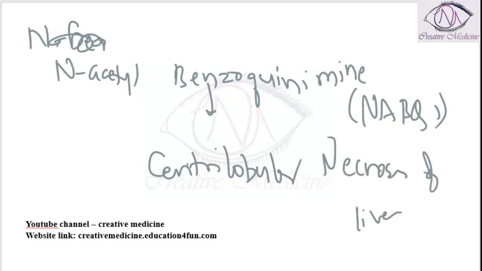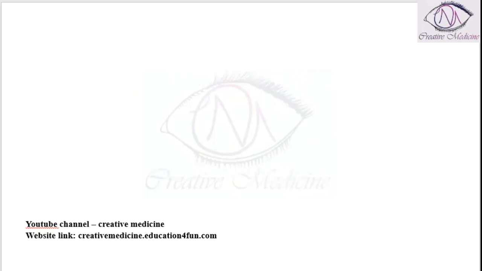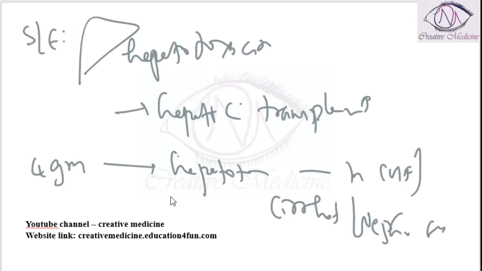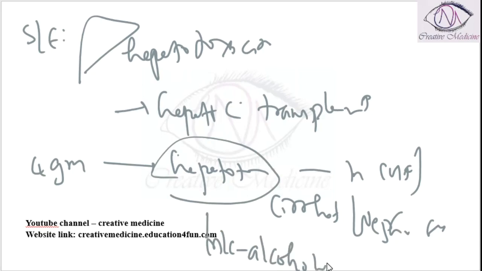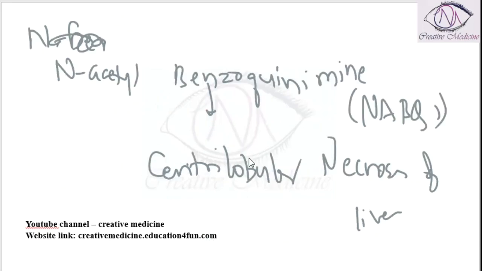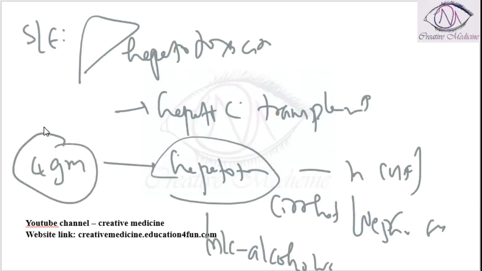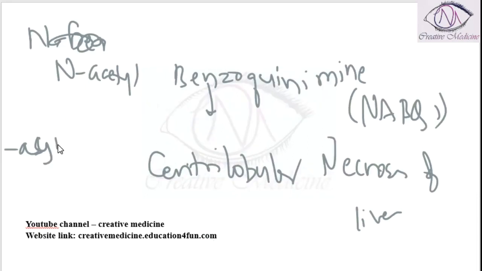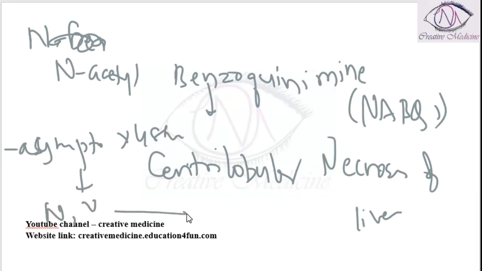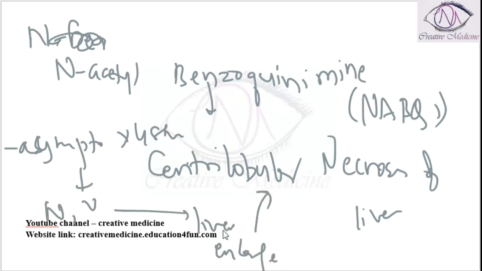Paracetamol-induced hepatotoxicity is most commonly seen in alcoholics. If this causes centrilobular necrosis, then after taking huge doses, that is around 4 grams, the patient will be asymptomatic for up to 48 hours. After that, the patient develops nausea and vomiting, followed by liver enlargement due to centrilobular necrosis.